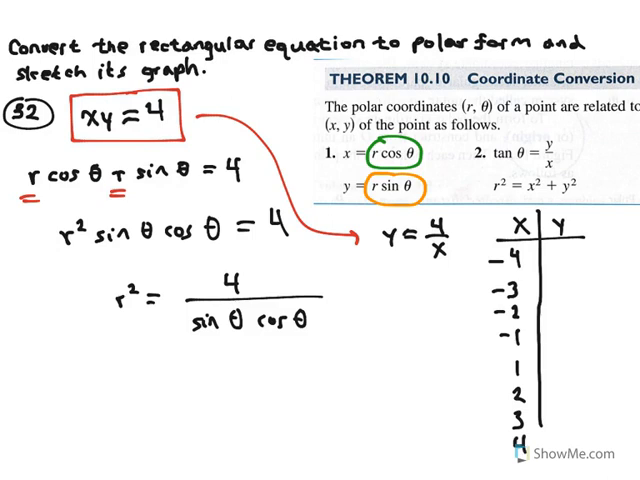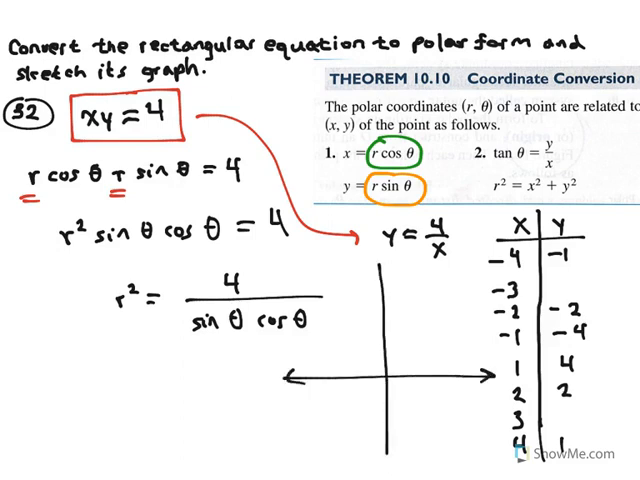So 4 divided by negative 4 is negative 1. 4 divided by negative 2 is negative 2. 4 divided by negative 1 is negative 4. 4 divided by 1 is 4. 4 divided by 2 is 2. 4 divided by 4 is 1. And if you plot these 6 ordered pairs, you will get a graph as follows.